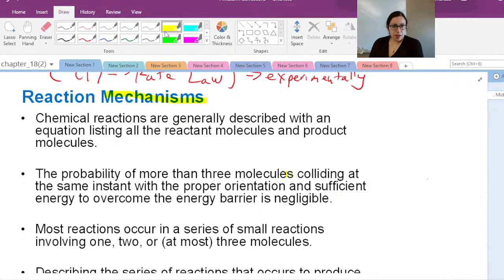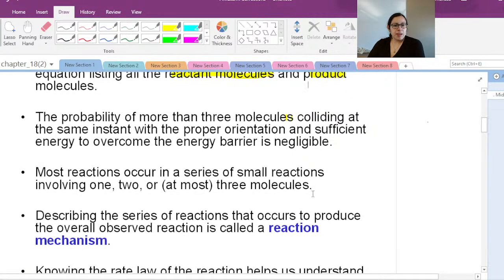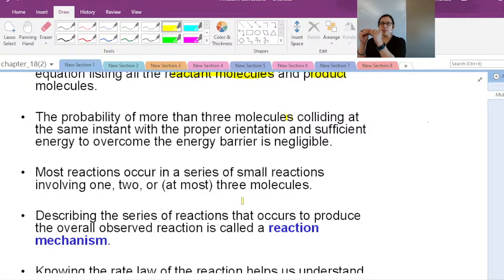And so, okay, let's put ourselves in the right frame of mind. What are we looking at? Of course, we have our chemical reactions, and they're generally described with our reactant molecules and our product molecules. And then the next thing that we have to think about is, again, how do molecular collisions actually occur? Because they have to meet, they have to be at a correct orientation, and then also have the proper activation energy.